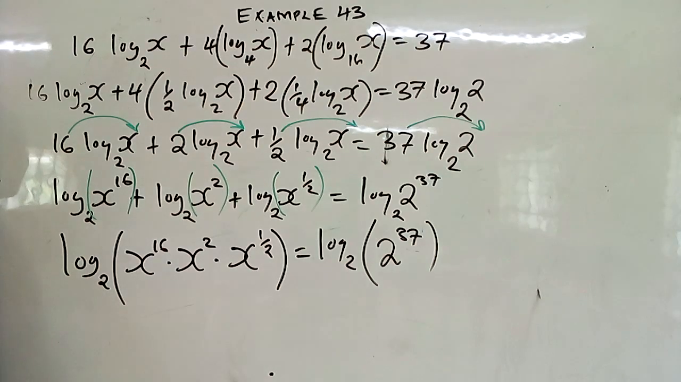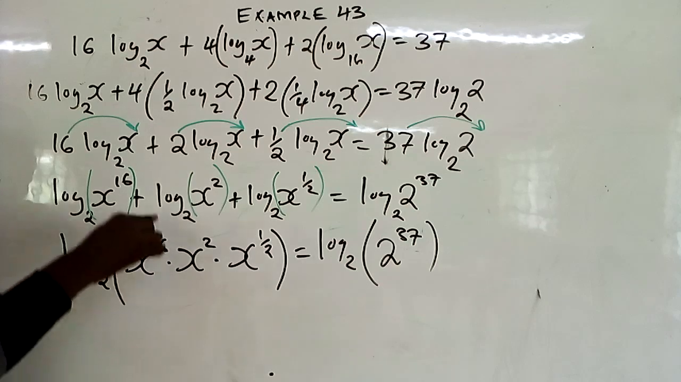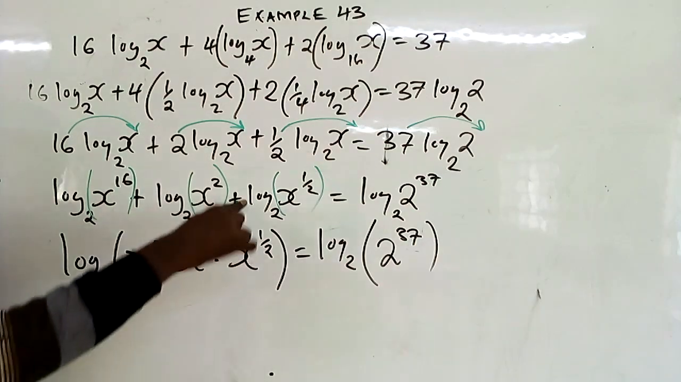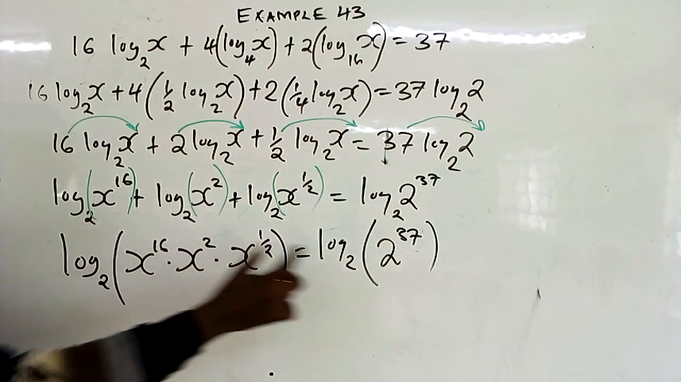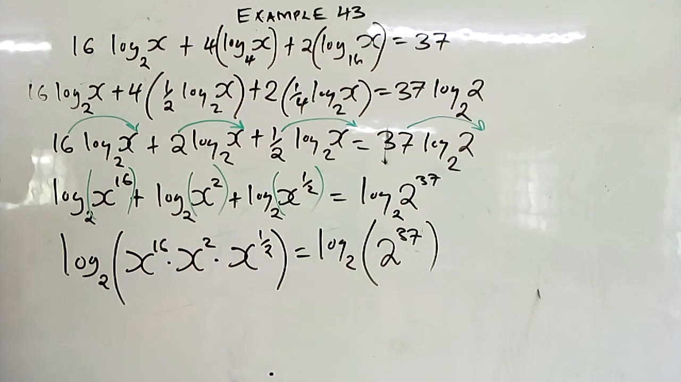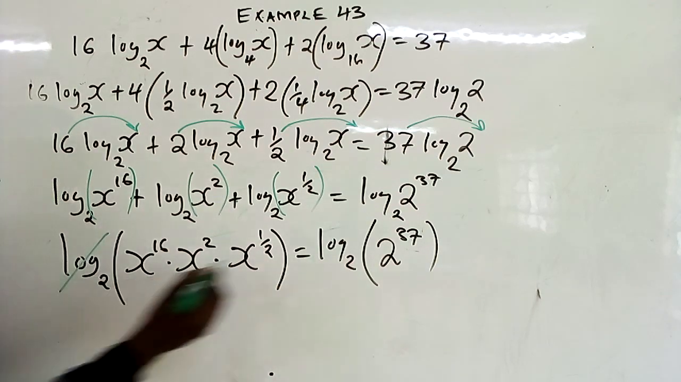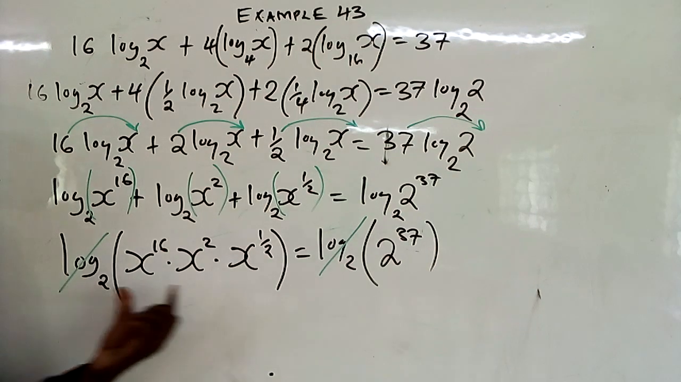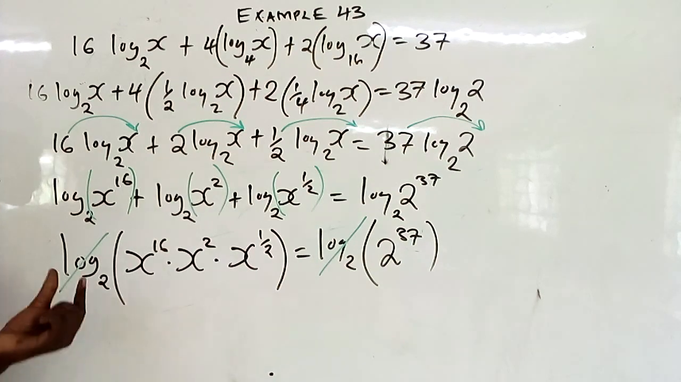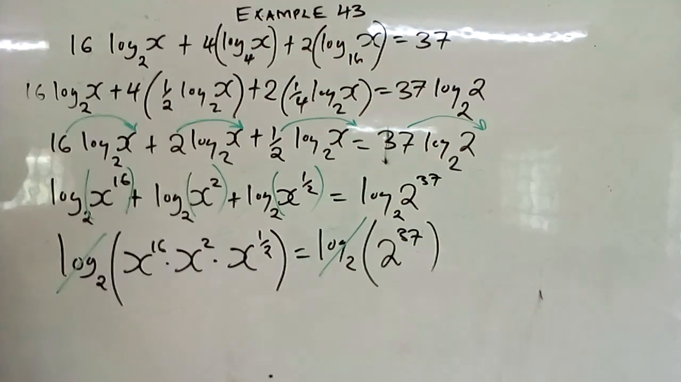Are we together? So from here, what do you see? When you take back the log inside, multiplication will go back to addition. It is a reverse process, isn't it? So from here, it means you introduce log to base 2 on both sides of the equation. That is what it means. So you can now ignore log to base 2 on both sides of the equation. Are you seeing that? That is why you have to make it one term on either side of the equation so that we are able to ignore, isn't it?